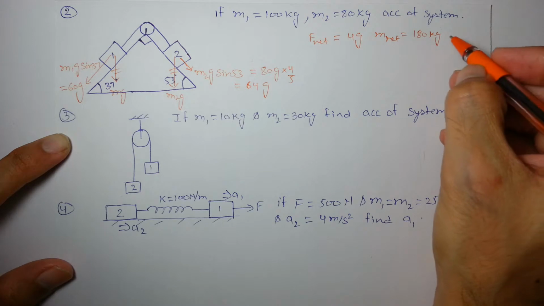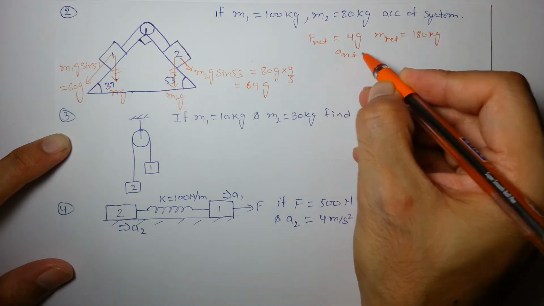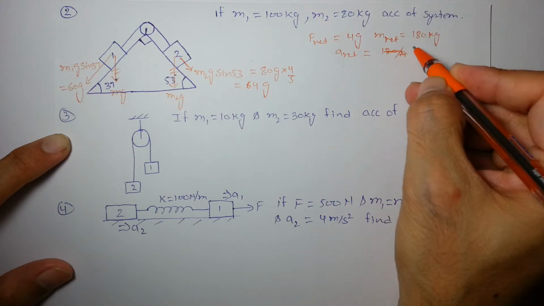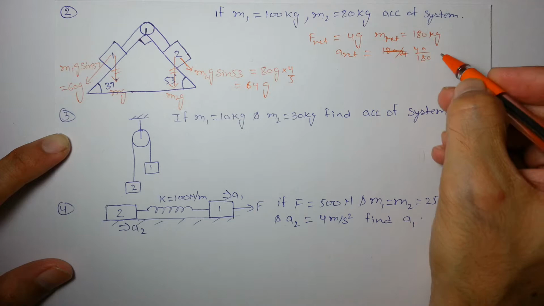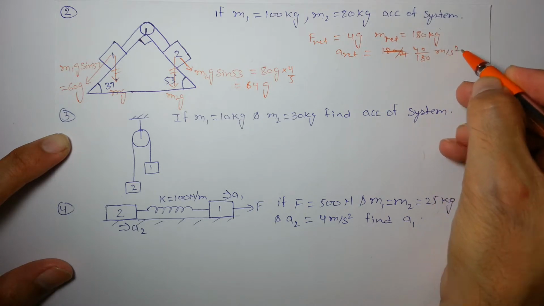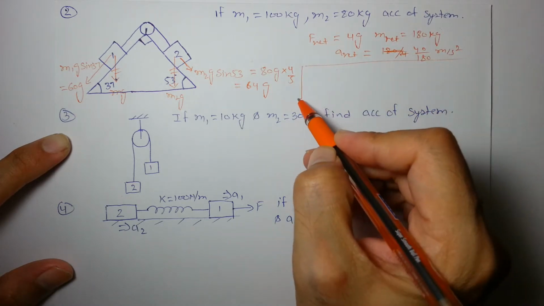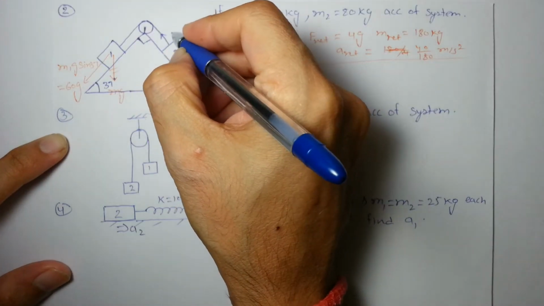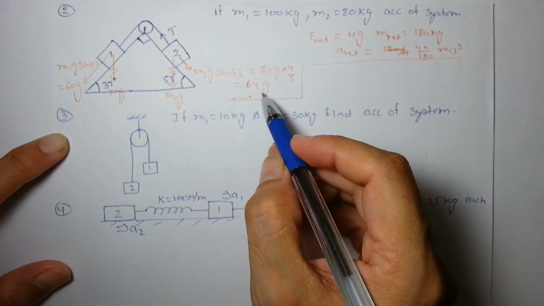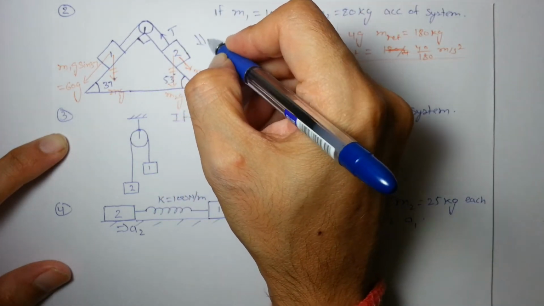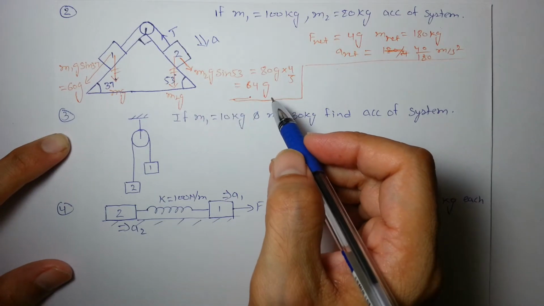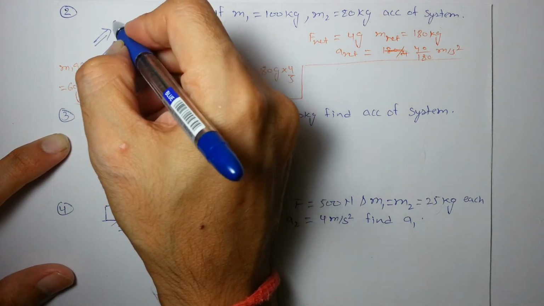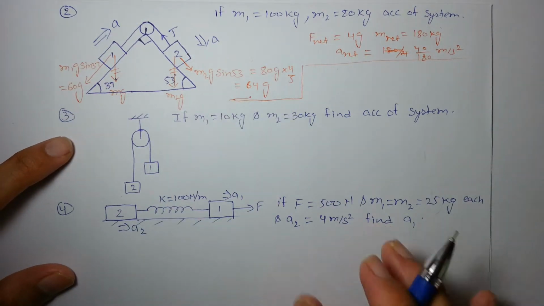So a net can simply be calculated as 4g by 180, which will be the acceleration of the system. Okay, this is a different way in which I have solved. You can also solve like this by forming two equations, T, and as this force is greater, the system will move in this direction. If you are not able to find out in which direction the system will move, assume any direction. Okay, if the answer comes out to be negative, your assumed direction is wrong.